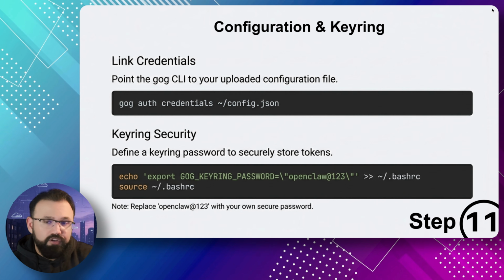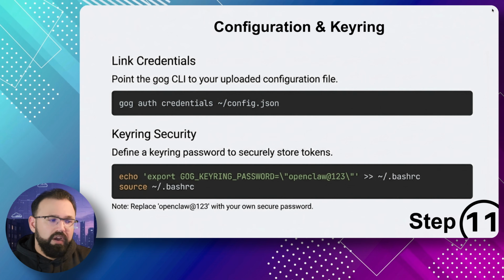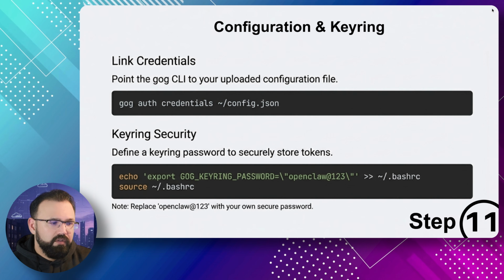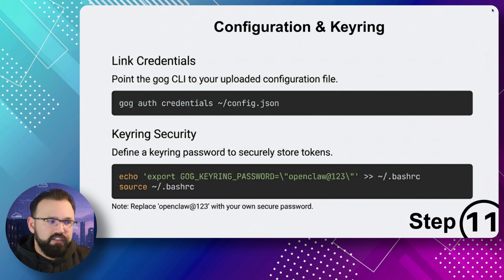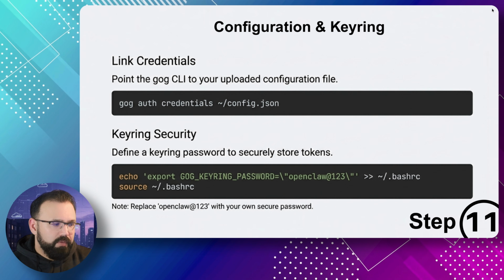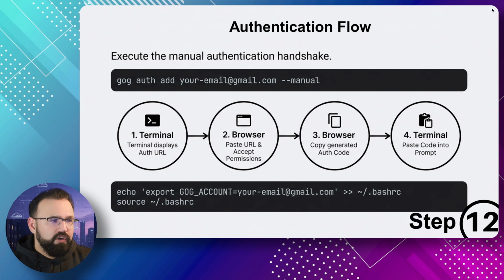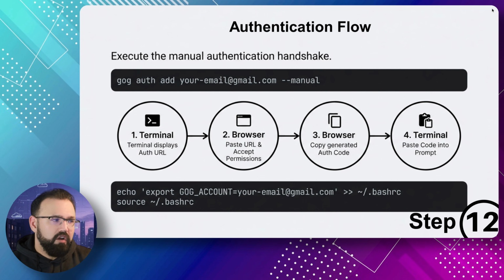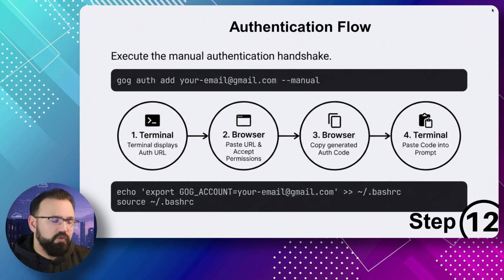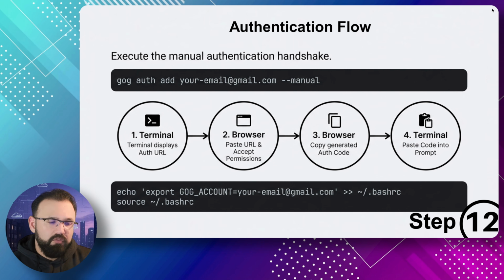So keyring security is enabled by default. However, it requires a keyring password to securely store the tokens. You need to add this to your bashrc. Make sure that you replace the password with your own secure password. And once you are ready, then you just simply need to run gog auth add, and then your email address, and add --manual to it.